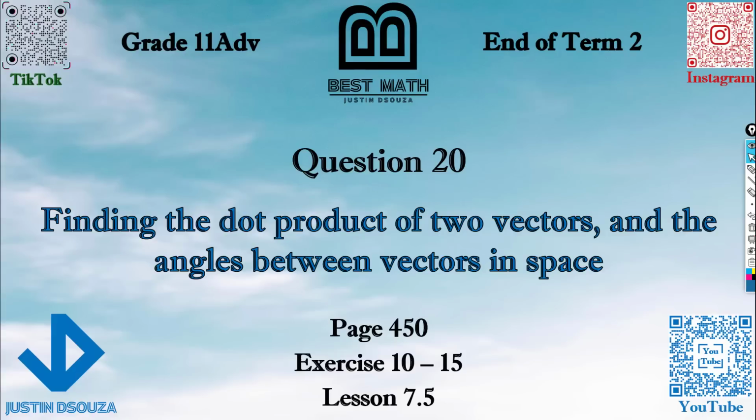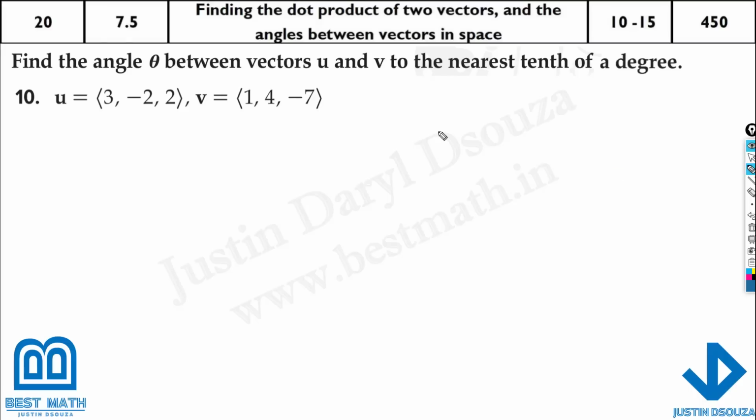In this video, we will find the angle between two vectors. It's from lesson 7.5. Here we have been given two vectors. There are 3 dimensions, so it will be x1, y1, z1 and x2, y2, and z2. What we need is the angle. So we know the angle formula.